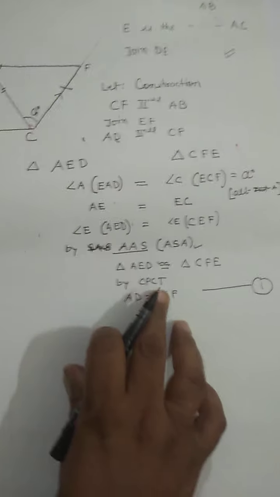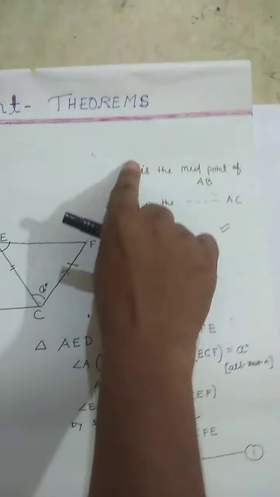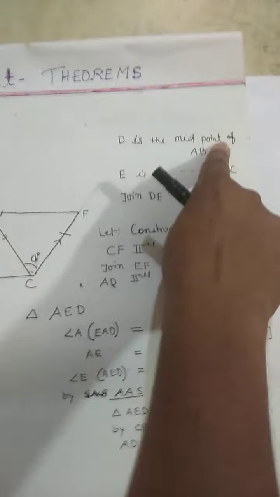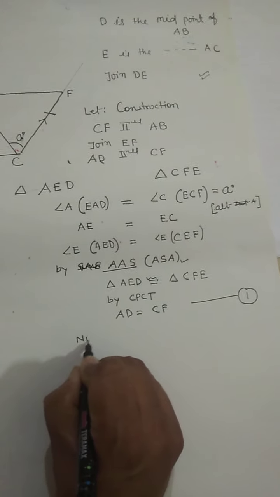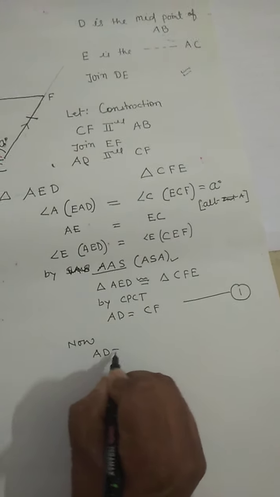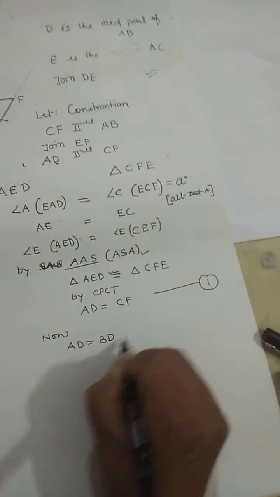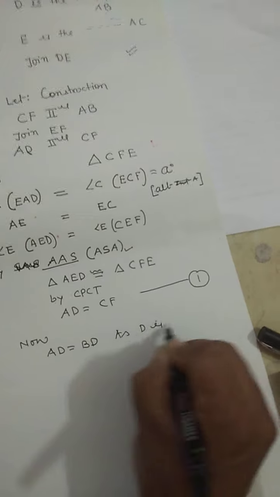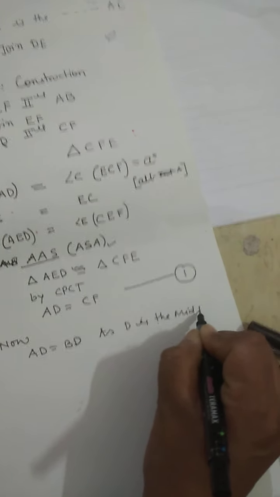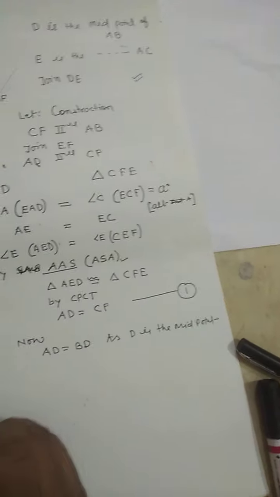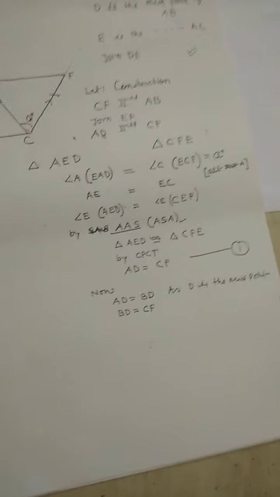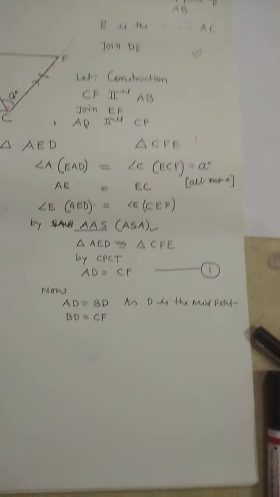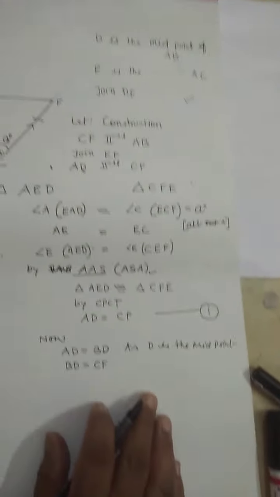AD is equal to CF. Now D is the midpoint, which we have written here already. So we can say AD is equal to BD, as D is the midpoint. So BD is equal to CF, 1 mark.